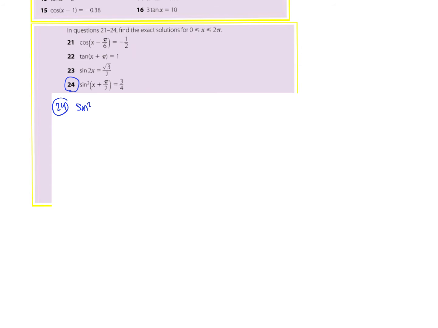It says sine squared of x plus pi halves equals 3/4. So what I'm going to do first to isolate sine is take the square root of both sides. If I take the square root, I'm going to get plus or minus the square root of 3 over the square root of 4, which is 2.